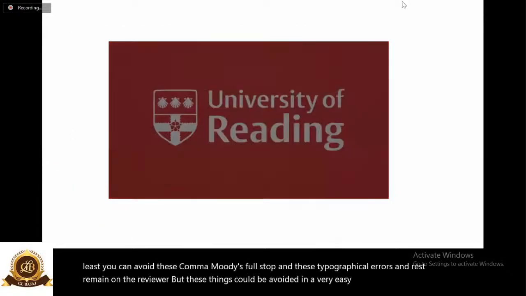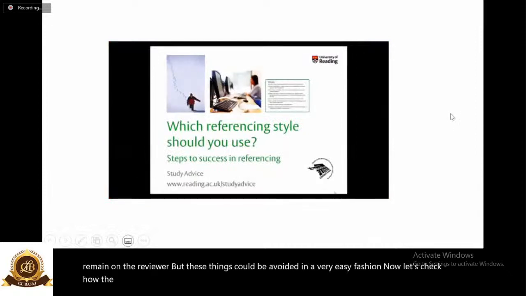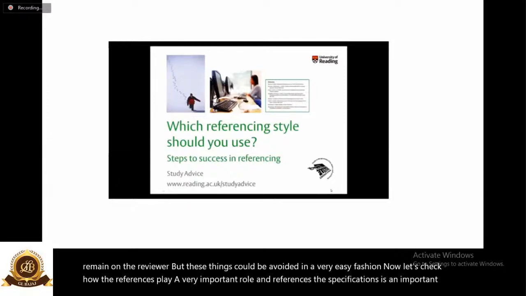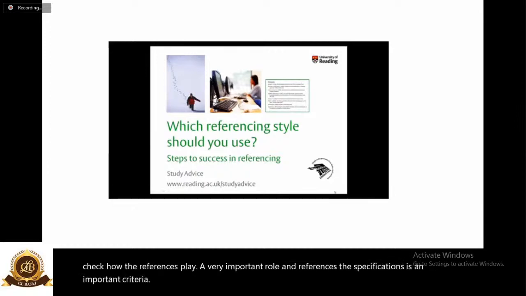Now let's check how the references play a very important role, and how the references specification is an important criterion. The tutorial is designed for you to go through at your own pace. You can pause it at any time.